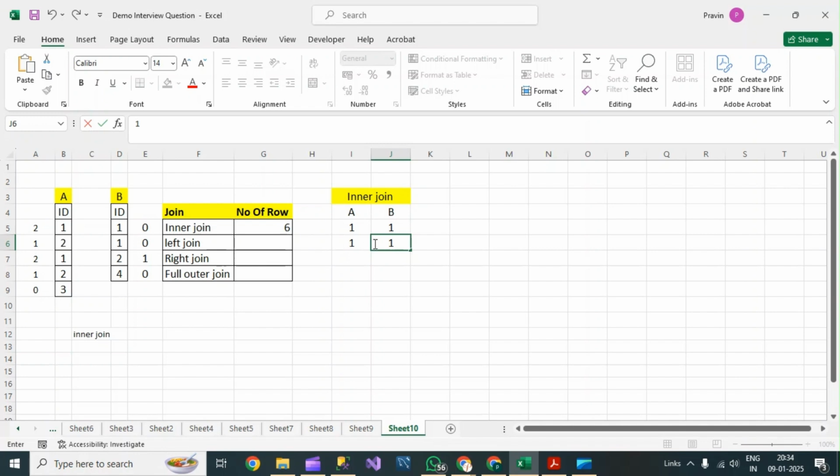Then 2 2, then 1 1, then 1 and 1. Again 1 1, and again 2 2, again 2 2. It will be right: 1 2 3 4 5 6. So how can we calculate this?